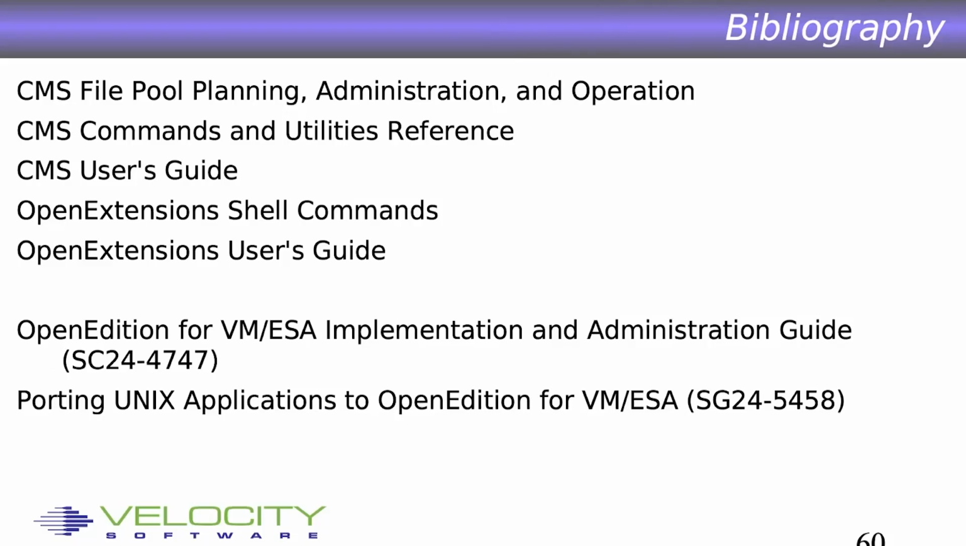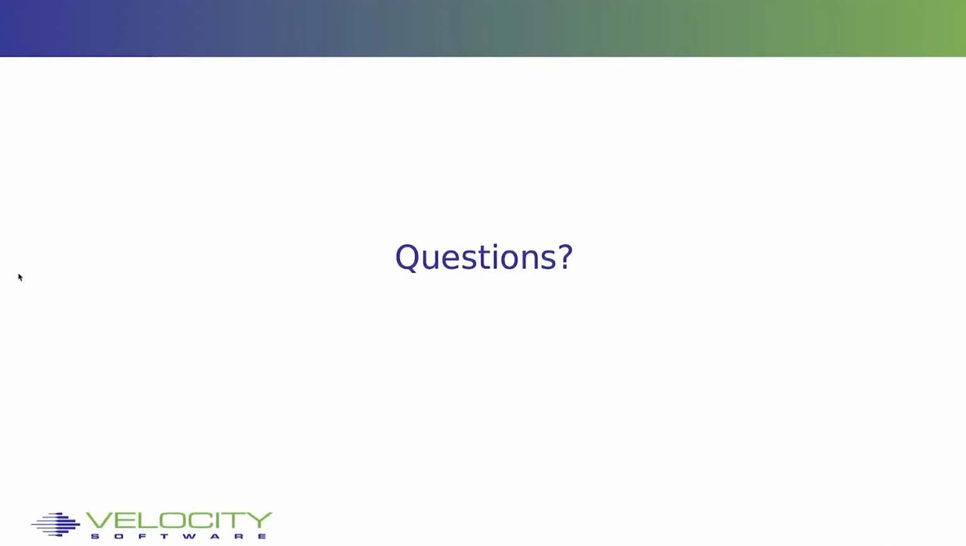And a little bibliography. Here are some of the books that you could look at in the z/VM library for information about the shared file system, the file pool planning, administration, and operation. That's the biggest one in this case. And there is actually an Open Extensions shell and utilities user's guide manual also. And that is the end of my prepared presentation.